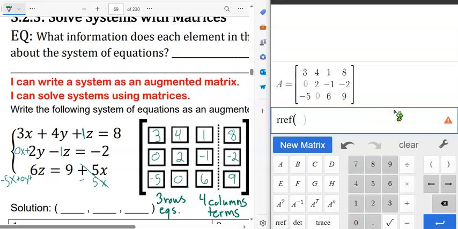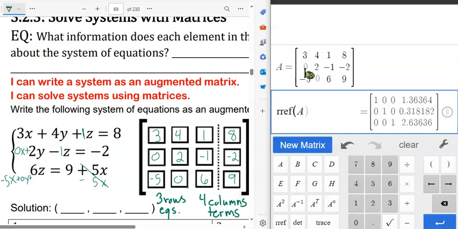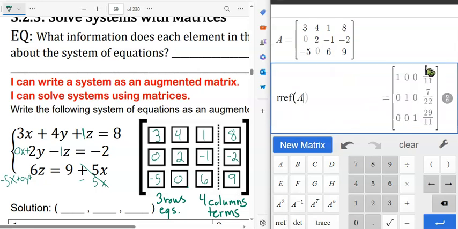Now, to get this into the solution format, you want to click this button called RREF. It stands for Reduced Row Echelon Form. They called this matrix A, so we're going to put just A in there instead of the whole matrix again. Here are your solutions. This basically means 1x equals 15 over 11, 1y equals 7 over 22, and 1z equals 29 over 11. So those would be your answers.